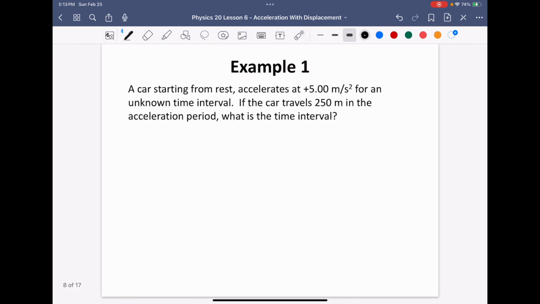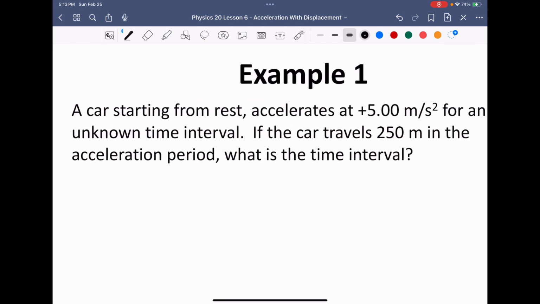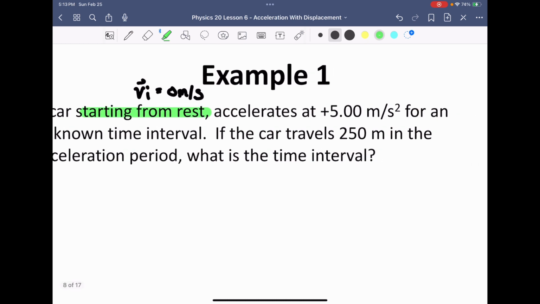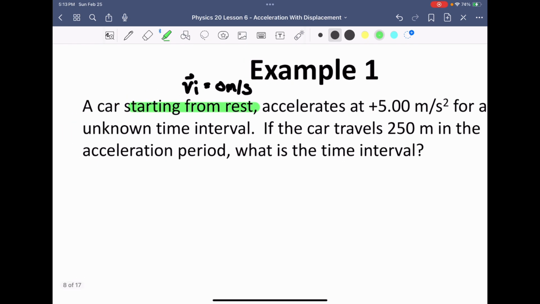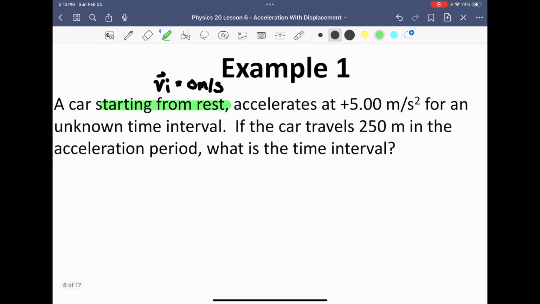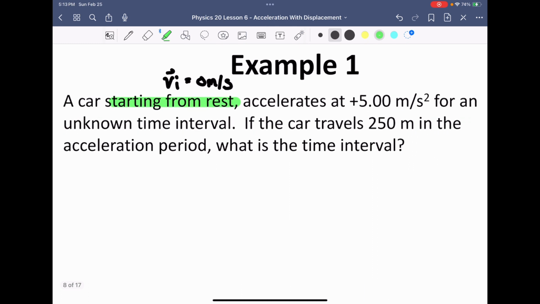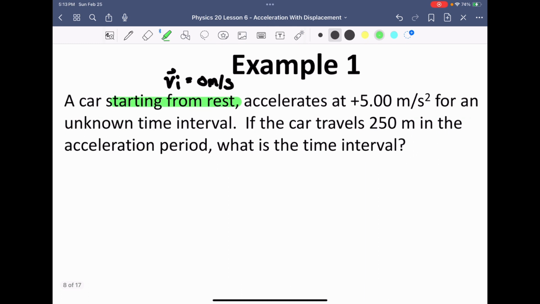Okay, let's take a look at this first example here. A car starting from rest. Oh, they used one of those keywords. If I see starting from rest, I want to put 0 meters per second, and I want to highlight that piece. From rest, really key word here, 0 meters per second. It accelerates at positive 5 meters per second squared for an unknown time interval, so they don't give us any time. If the car travels 250 meters in the acceleration period, what is the time interval?